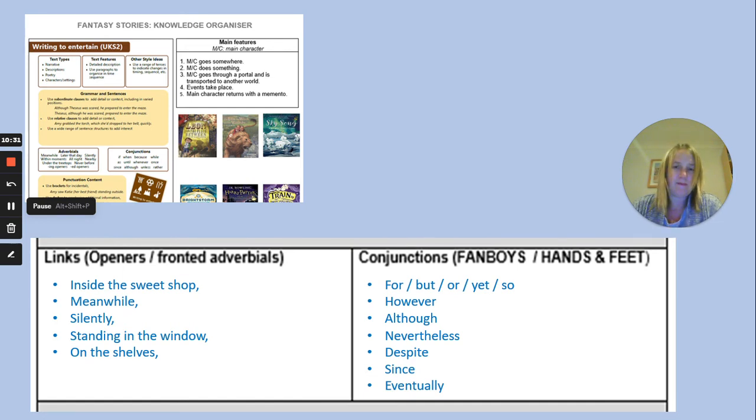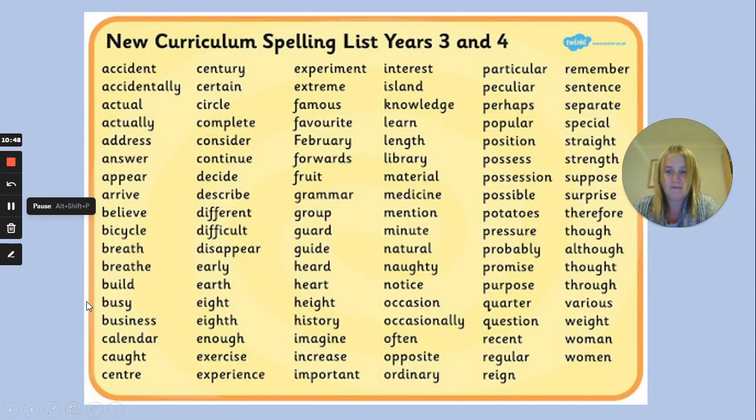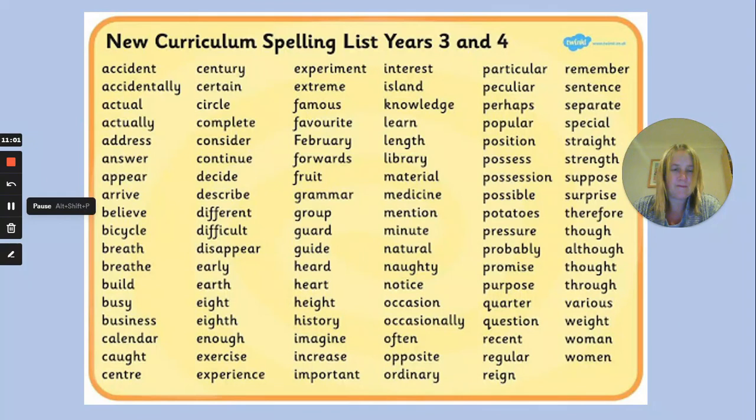The other part of the plan, right at the bottom, is the language. So topic words, try and think of relevant vocabulary to match your theme. So if I'm thinking of this Candyland idea, I maybe want sweets, toffees, lollipops, sugar, jars, boxes, bags, marshmallows, iridescent colours. So it just triggers it off to help me in my mind.